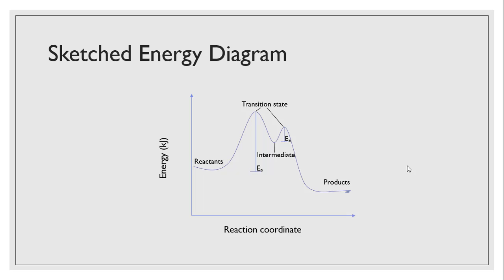Here's the sketched energy diagram. So here we have the energy on the y-axis, the reaction coordinate on the x-axis. We have reactants to the left. We have the intermediate, and the first step is shown to be endothermic because it has the intermediates at a higher energy level than the reactants. The transition states are there. There's relative activation energies shown, and then there's the products.